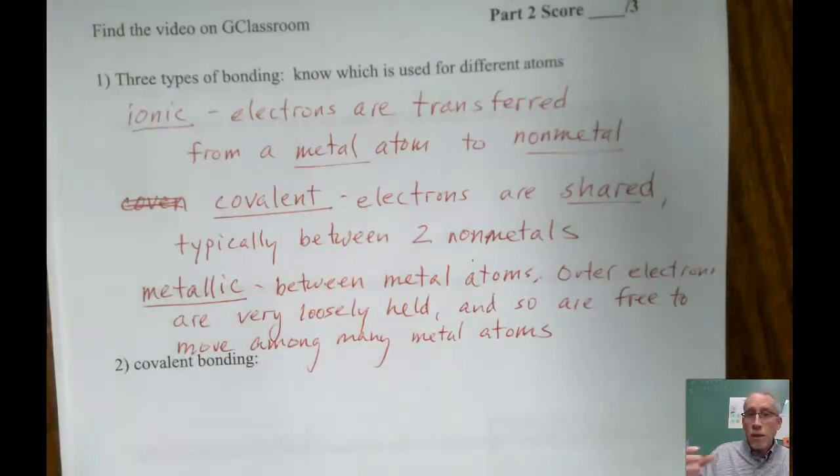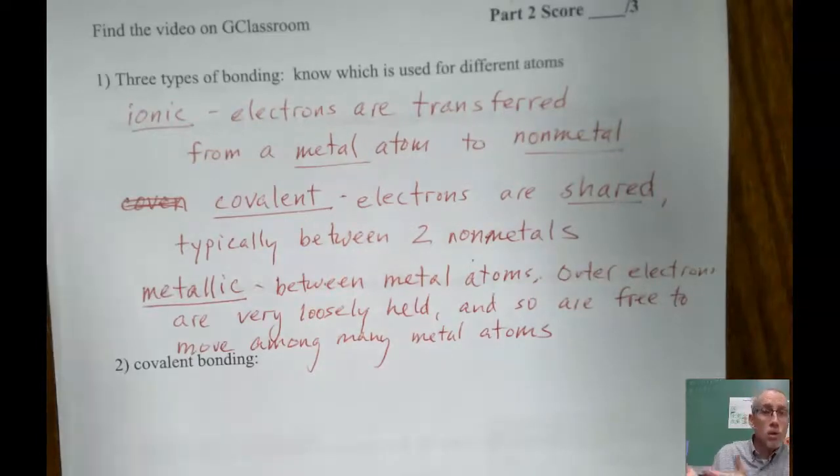When you've got a bunch of metal atoms near each other, those outer electrons don't really get held onto their original atom. They're free to swim around. We sometimes call it a sea of electrons. And these outer electrons can swim around freely among all the atoms that are together. It's actually what gives rise to the ability for metals to conduct electricity and heat. The motion of those outer electrons allows that electricity.